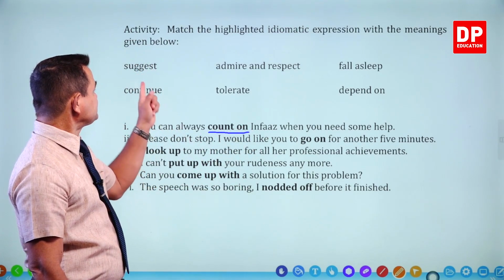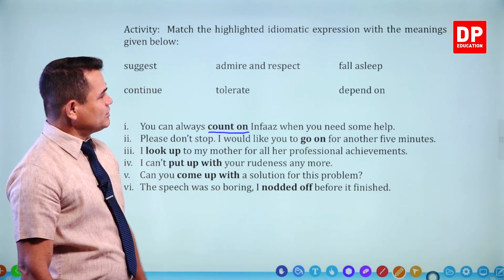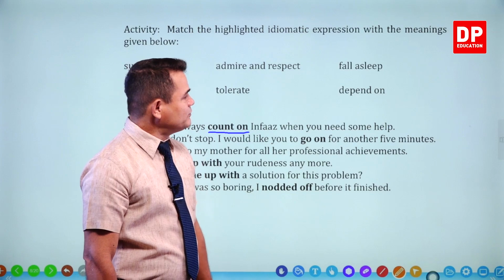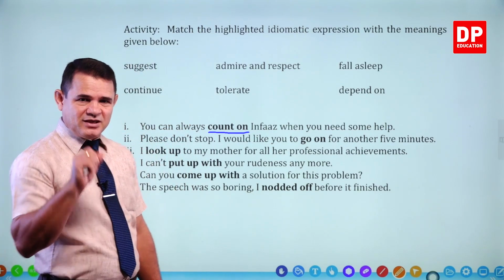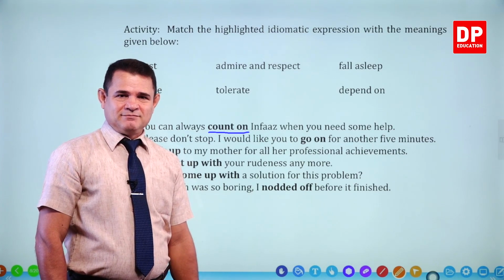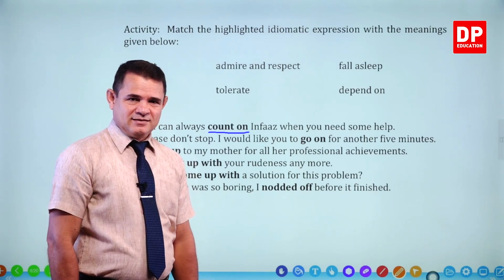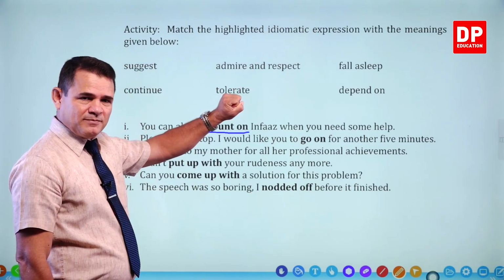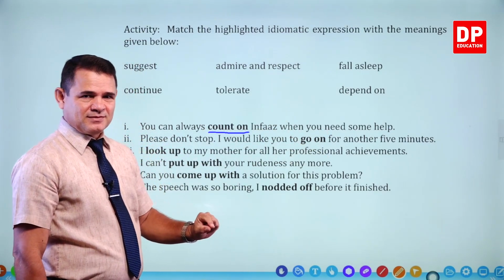Count on, suggest, continue, admire and respect, tolerate, fall asleep, depend on. Think for a moment. I'll give you the answer, but before I do, you think a bit. I just gave you the idea. I gave you the meanings of these words, so try to match them.